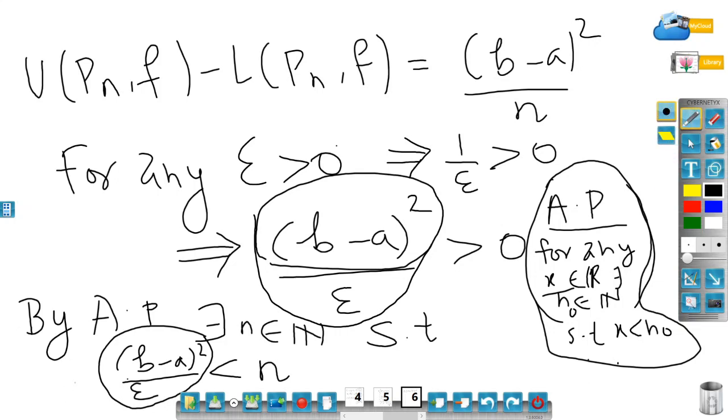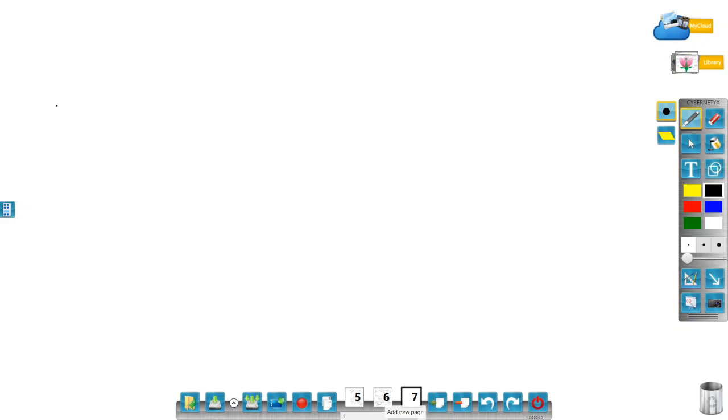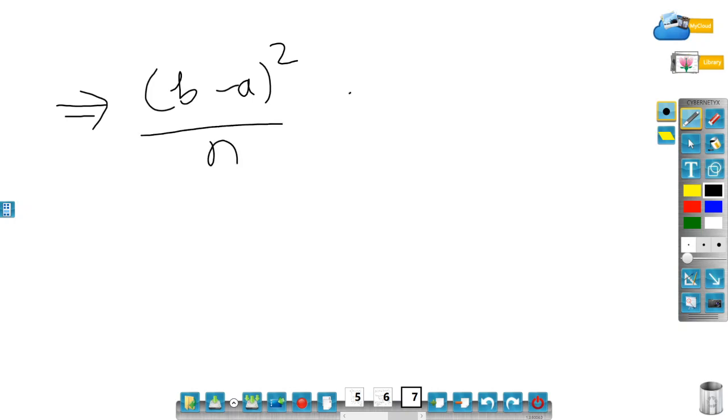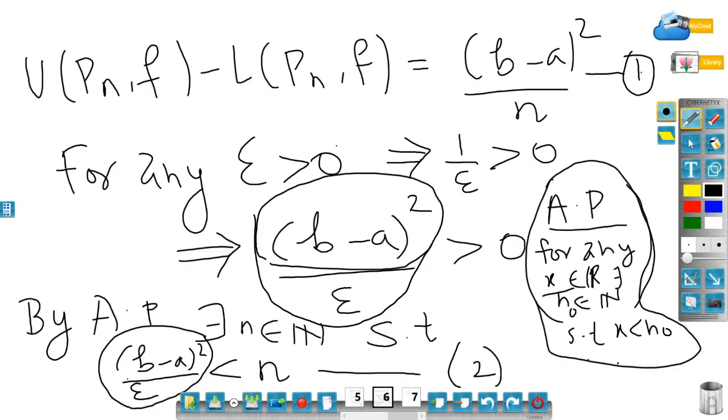Right. So let me call this 2 and let me call that 1. So 2 can be rewritten: this n can be taken down and epsilon can be moved to that side. So this is the same as b minus a whole square upon n is less than epsilon. Let me call it 3. So I'll be using this 3 in 1.